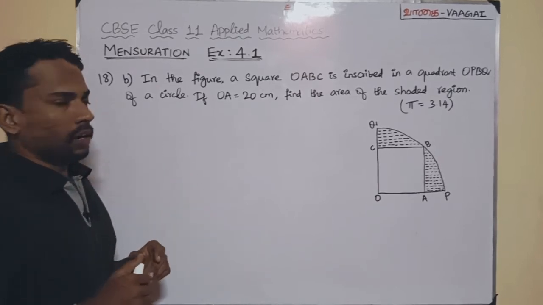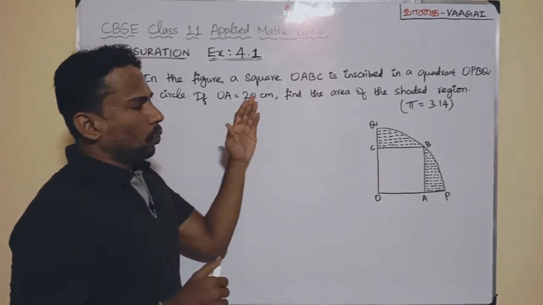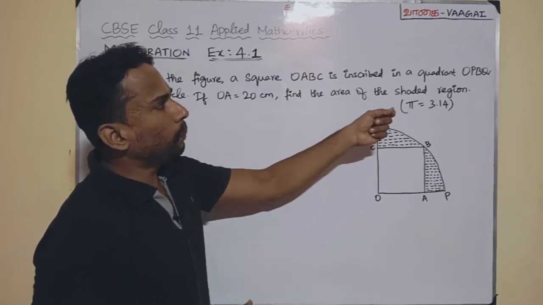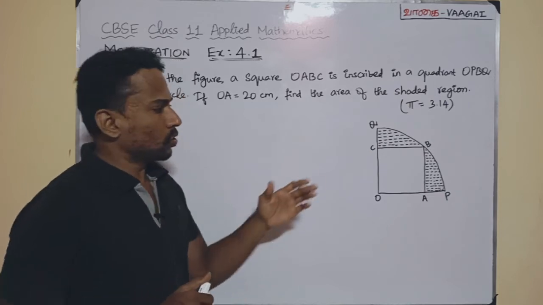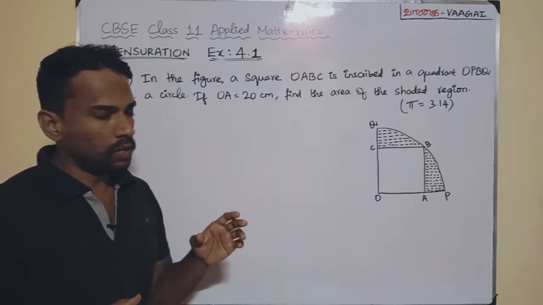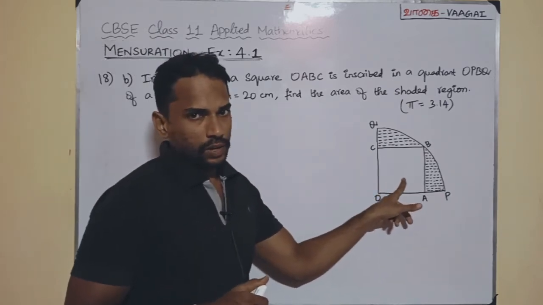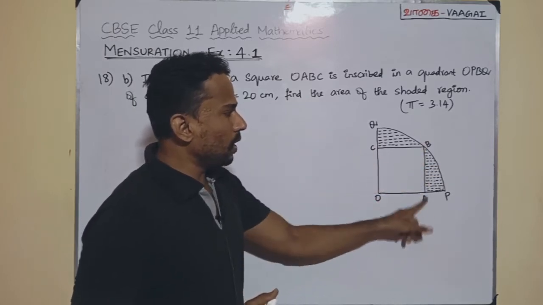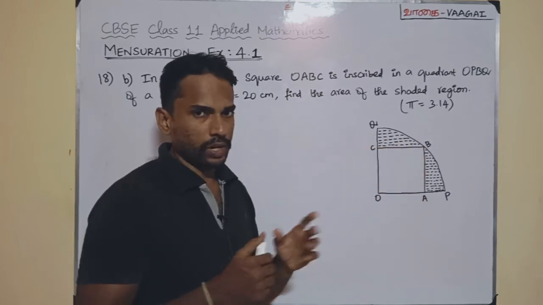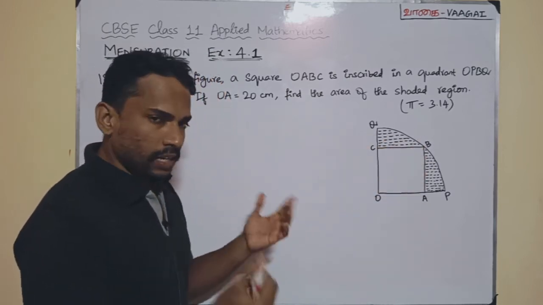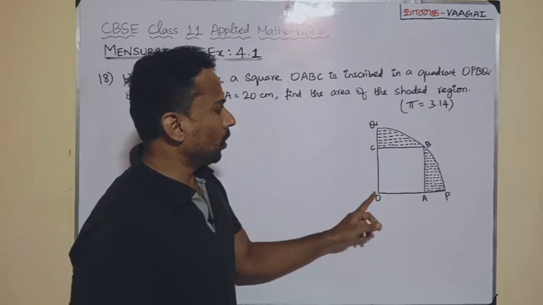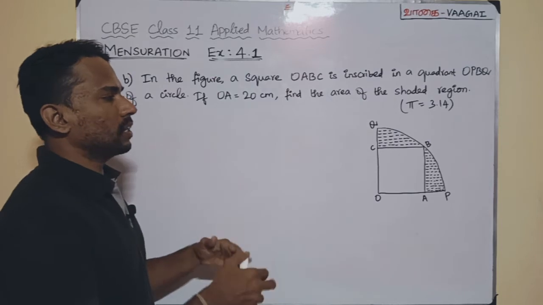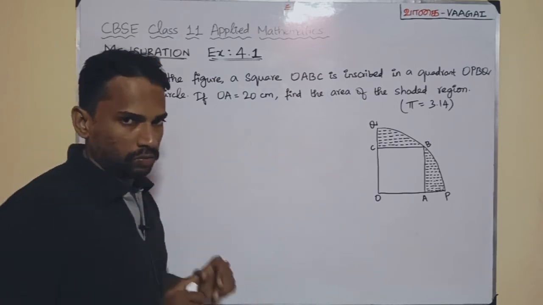In the given figure, a square OABC is inscribed in a quadrant OPBQ. So now listen carefully to the diagram. We are able to see a square here. OABC is a square, and this square is seen inside a quadrant, quadrant OPBQ. So a square inside a quadrant.